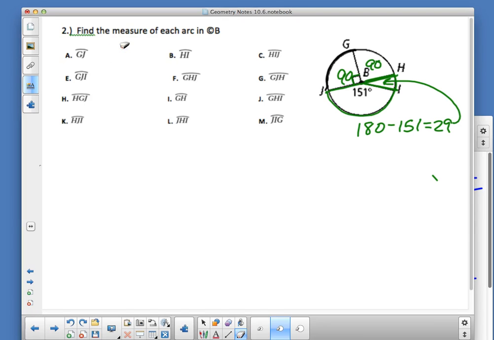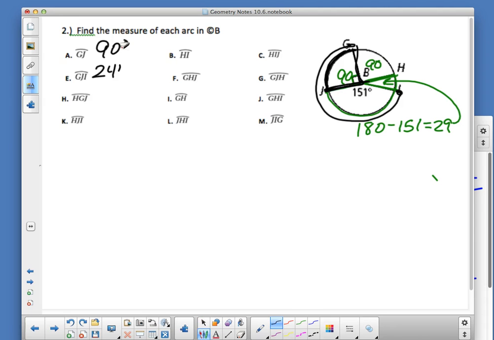Okay, there are some folks that are kind of paralyzed about what we're doing. GJ is this arc. It is intercepted by this angle, so GJ is 90 degrees. GJI is going around. It's 90 plus 151. 90 plus 151 is 241. That's where 90 plus 151 comes from. That's GJI.